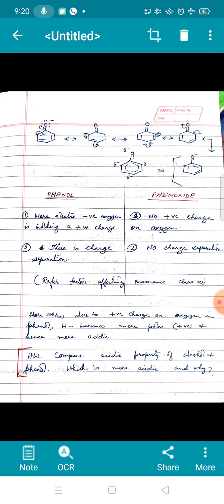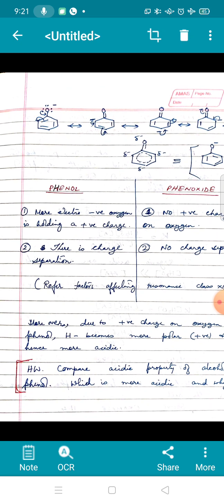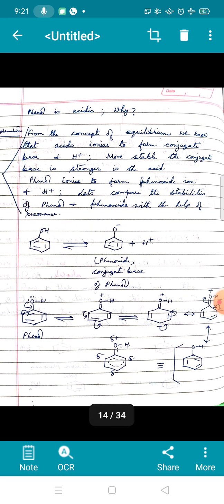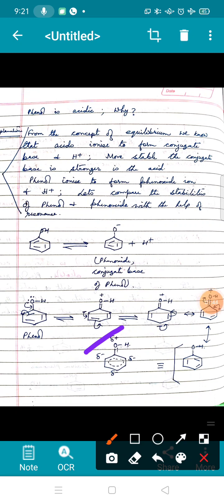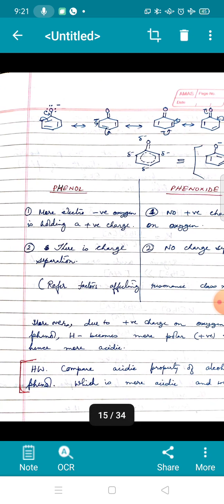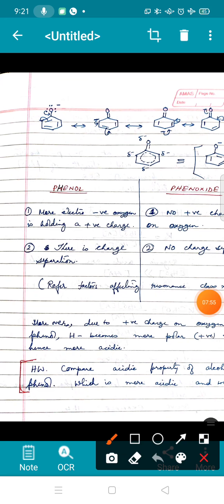So when we compare the stability of phenol and phenoxide, the conditions to calculate stability were given to you in class 11 when we did resonance. So we make use of that concept. First of all, in phenol there is charge separation. We began with the neutral molecule, but in all the resonance structures we have positive and negative charges. Whereas in phenoxide we began with a negative charge, and in all the structures we have only one negative charge, no positive charge created anywhere. So there is no charge separation in phenoxide, whereas there is charge separation in phenol.